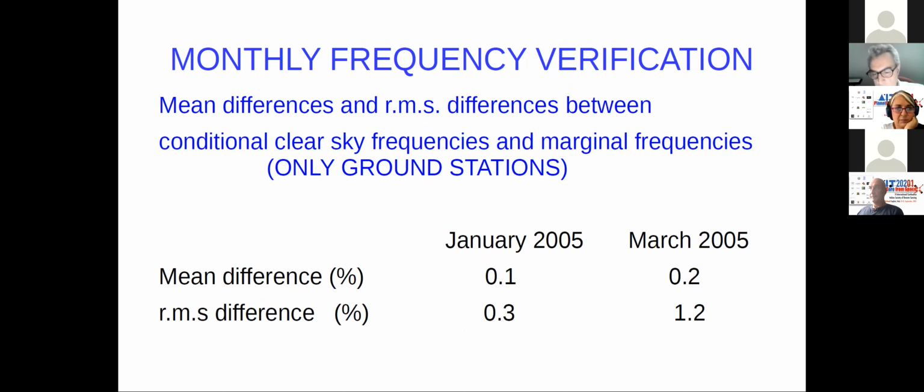Okay. This is what I spoke about, the root mean square differences for the conditional sky frequency and marginal frequency.